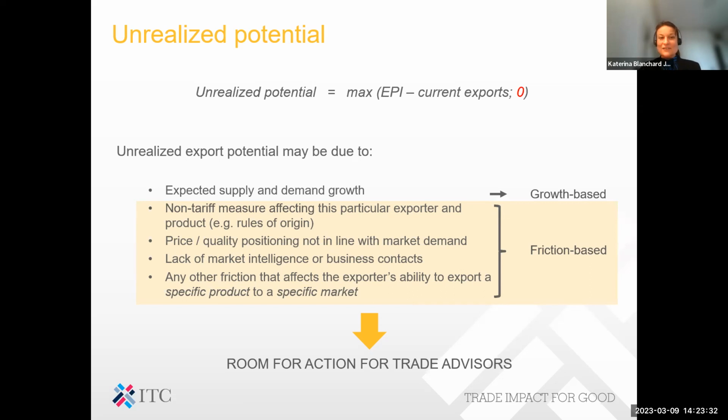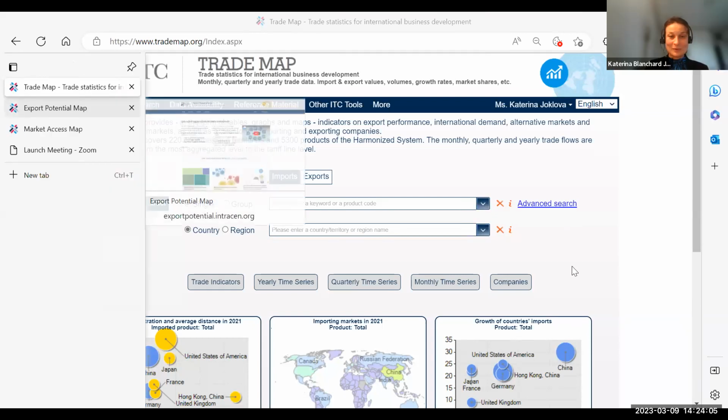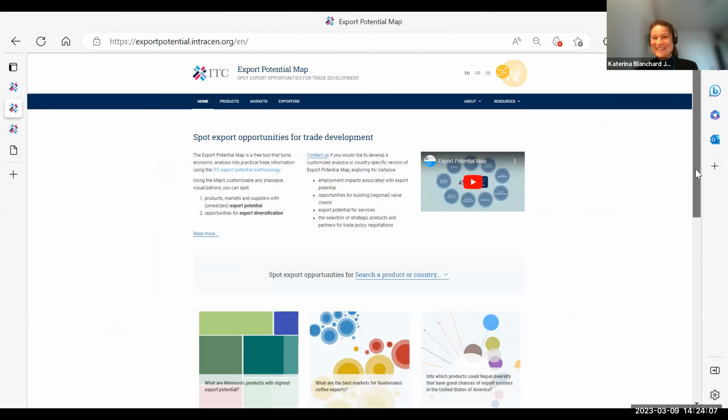So I think that I've said enough for the theoretical part, and now if you don't mind, we can start with our demonstration. For that, I will just go to the website of TradeMap. Lucas, can you please confirm that we see the TradeMap? Yes. Amazing. Great. Thank you. And we don't want to see TradeMap, but we want to see the export potential map, actually, right? Sorry for that. So we see the export potential website.